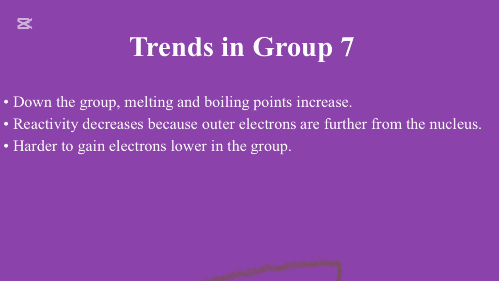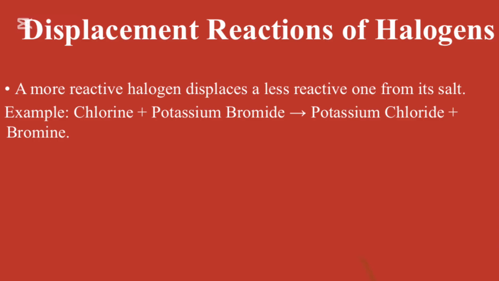So hence, fluorine is more reactive than chlorine, chlorine is more reactive than bromine, and bromine is more reactive than iodine as you move down the group. Astatine is the least reactive. So let's talk about the displacement of halogens. In displacement reactions of halogens, a more reactive halogen displaces a less reactive halogen from its compound. Example: chlorine plus potassium bromide. Since chlorine is more reactive than bromine, it will displace bromine from potassium bromide, forming potassium chloride, and bromine will be liberated. That is how it is done.